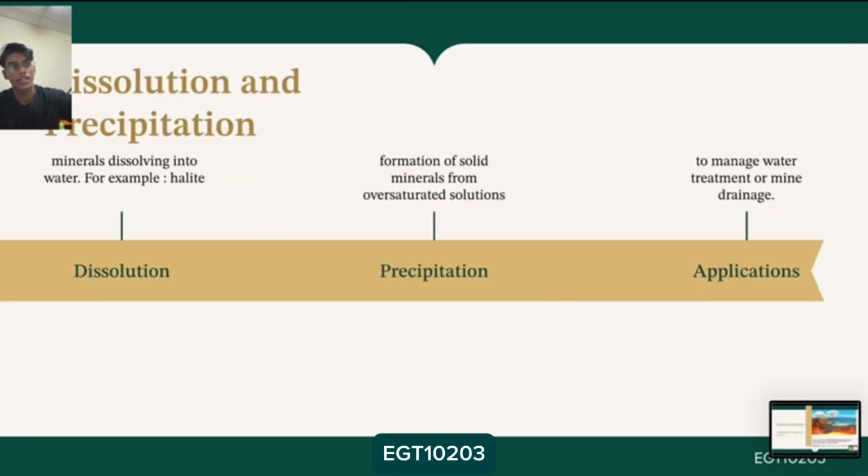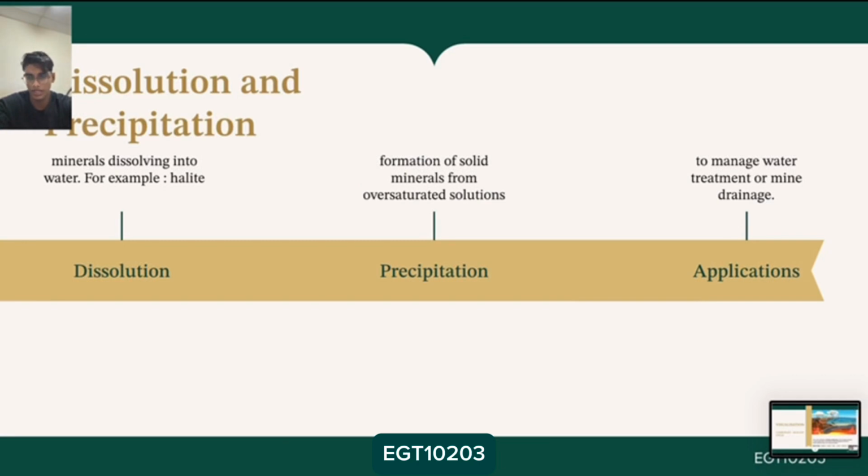Next up, we have dissolution and precipitation, which are two opposite but complementary processes. So what can we refer from dissolution? Dissolution happens when minerals dissolve in water. For example, in nature, when groundwater flows through salt-rich rocks, these ions are released, increasing the water's salinity.